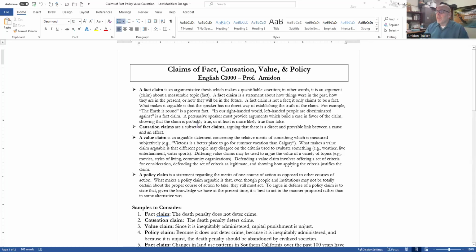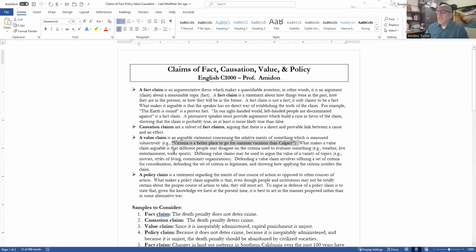Okay. The causation claim, as I said, is a subset of factual claims, a direct link between a cause and effect. Now, a claim of value. So here's an example. Victoria is a better place to go for summer vacation than Calgary, both in Canada. I have Canadian in-laws who debate this.